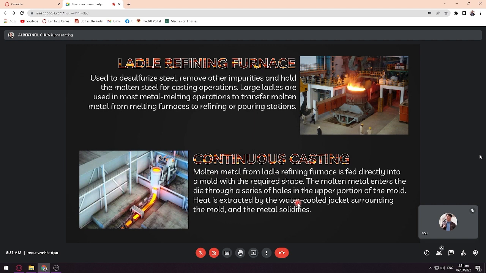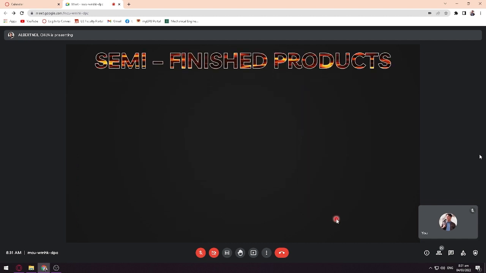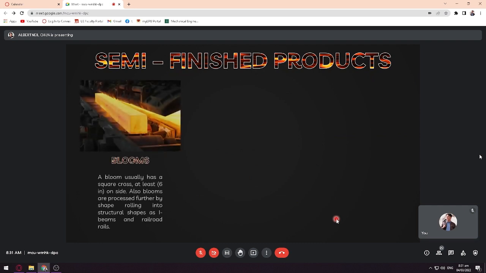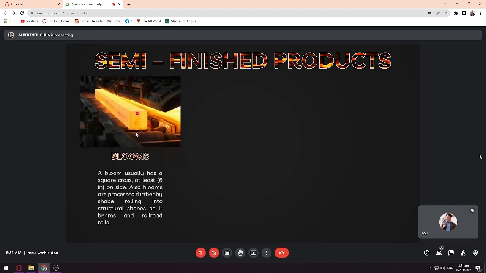Yung continuous casting, from the ladle refining furnace, papadaanin natin siya sa mold, which is a series of die kung saan nandun na nakasukat yung sizes nung gagamitin natin or yung semi-finished products natin. Ito yung sample ng continuous casting. Yung mga semi-finished products natin would include the blooms. Ginagamit usually ang blooms sa mga steel sections. Yung mga beams natin, yung mga sections, dito lang gagaling yun sa mga blooms.